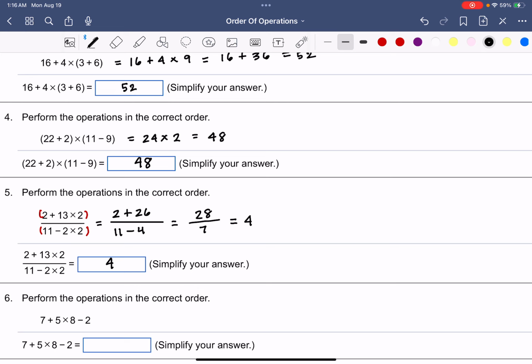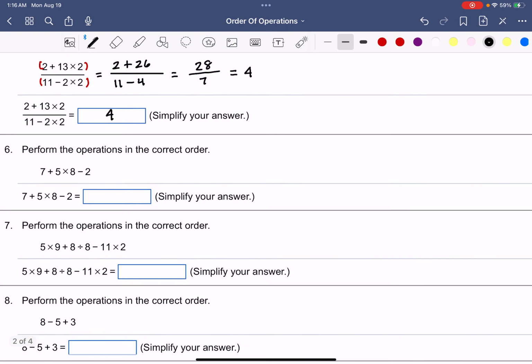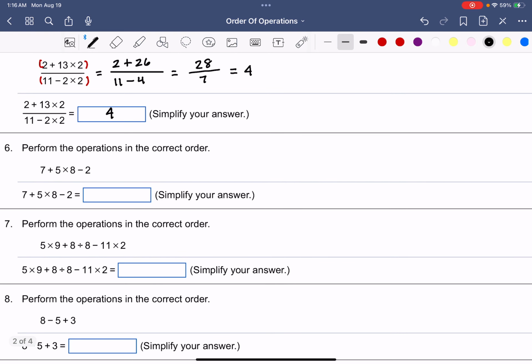So you have to think of that division bar as a grouping symbol. And some of you who've taken math classes before may think, well, I can just cancel out those times twos, but that's not true. You've got to follow your correct order. Number 6, I've got addition, I've got a multiplication, and I've got subtraction. That means the multiplication has to come first. So 7 plus 5 times 8 is 40, and then minus 2.